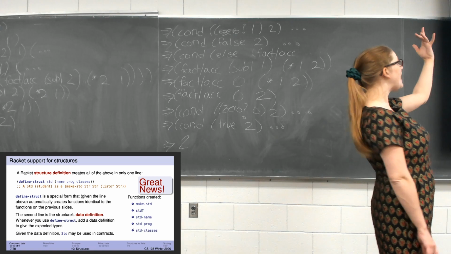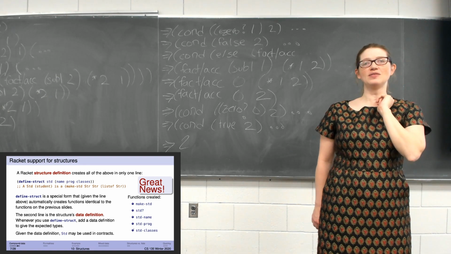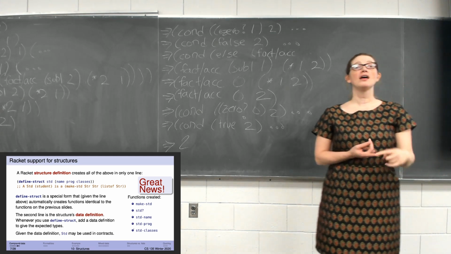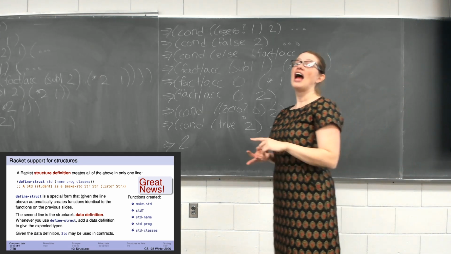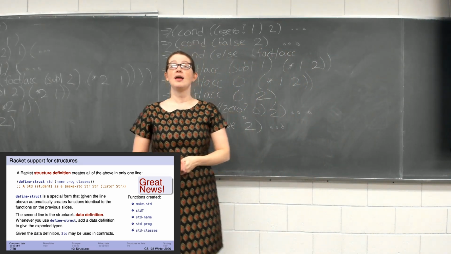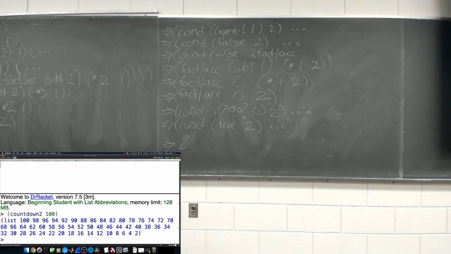After I put that one line, define struct, do you know what Racket gives me for free? The constructor, the predicate, and all of the selectors get built for you. Now the question is, do you actually believe me? So let's actually go do this. So we'll go over here. Got some nice empty space.